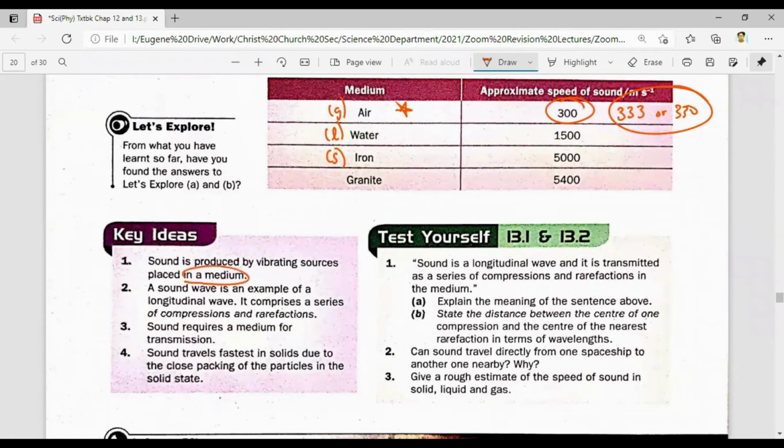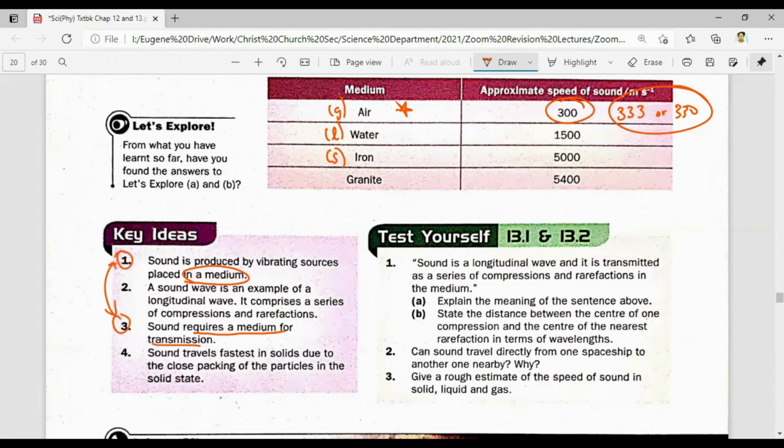In summary, what we cover in 13.2 is that sound is produced by vibrating sources placed in a medium. Because it must be placed in a medium, it requires a medium for transmission, so these two are linked. Second, we learned that sound wave is a longitudinal wave. It consists of compression and rarefaction. This is a description of what sound waves are. Last, in terms of how fast sound travels, it is fastest in solid but slowest in gas.